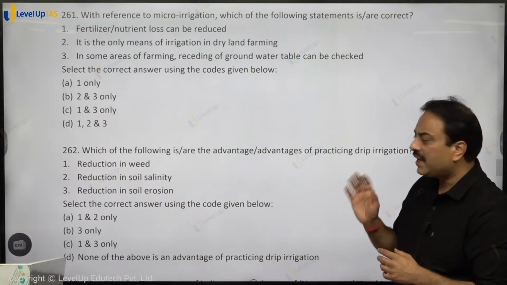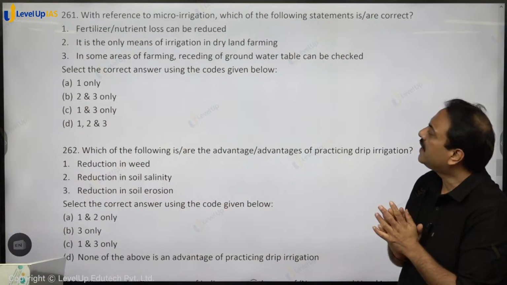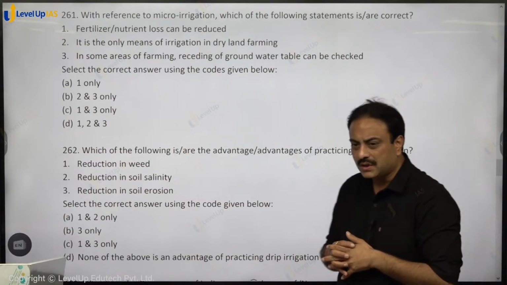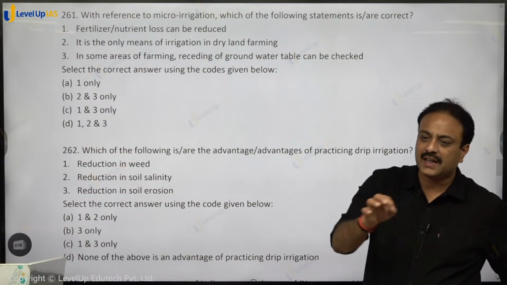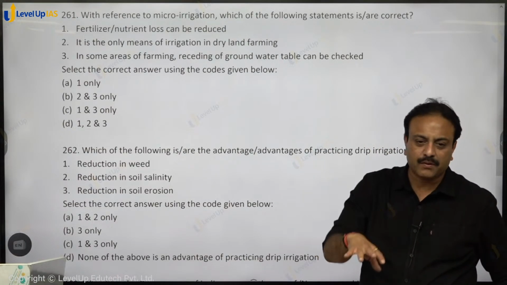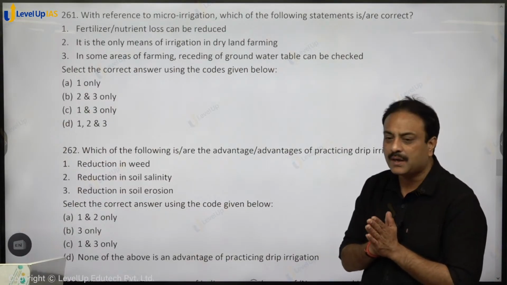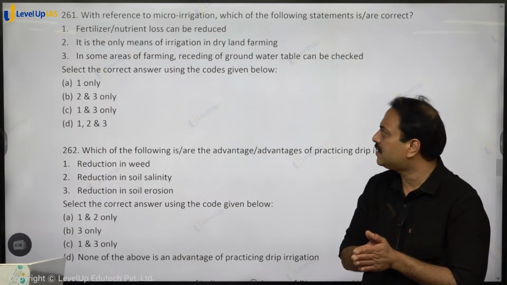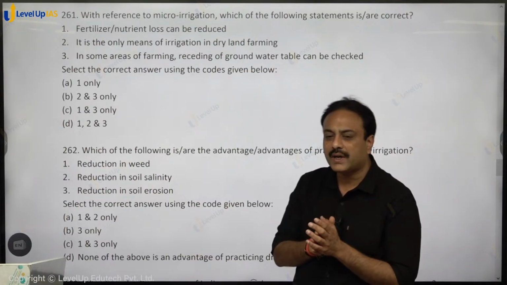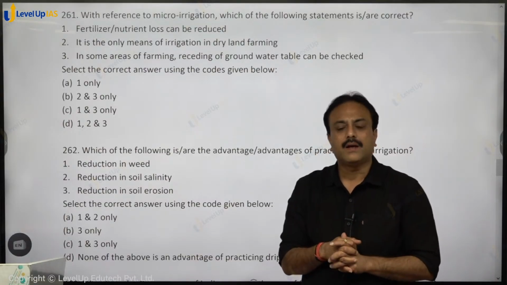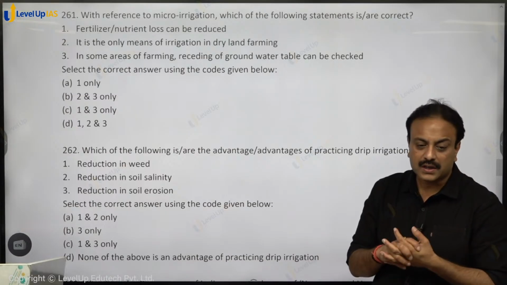With reference to micro irrigation, which of the following statements are correct? Fertilizer or nutrient loss can be reduced. So fertilizer loss, because micro irrigation will take place directly at the root, or sprinkle irrigation from the top, so water will be less utilized, and so loss of fertilizer or nutrient can be reduced. It is the only means of irrigation in dry land farming. In dry land farming, apart from micro irrigation, other things are also there. Because if the land is dry, you can go for underground water. That is not micro irrigation, right?